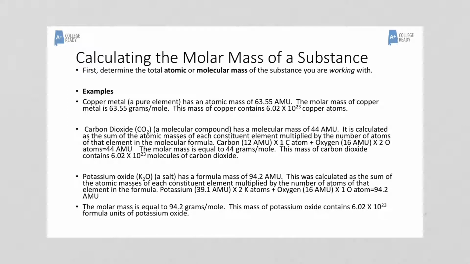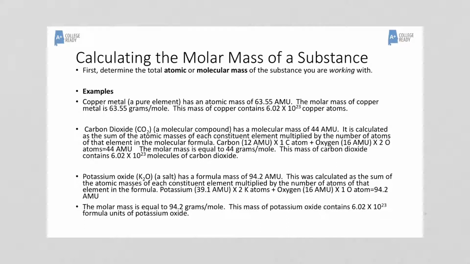One of the things that you're going to have to do in stoichiometry is be able to calculate the molar mass of a substance. First, determine the total atomic or molecular mass of the substance you're working with. For example, if you're dealing with copper metal, pure copper, you look it up in the periodic table. You find that one copper atom has an atomic mass of 63.55 AMUs. Therefore, the molar mass of copper metal is 63.55 grams per mole. In 63.55 grams, there are 6.02 times 10 to the 23rd copper atoms.